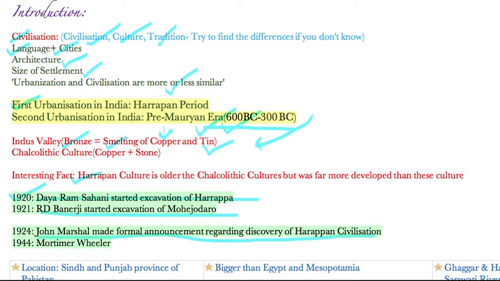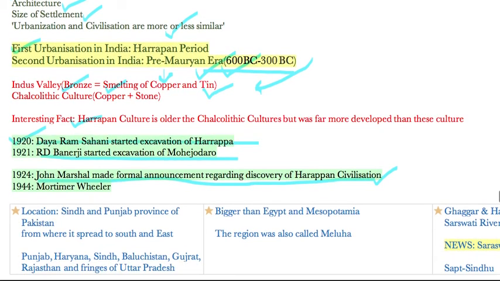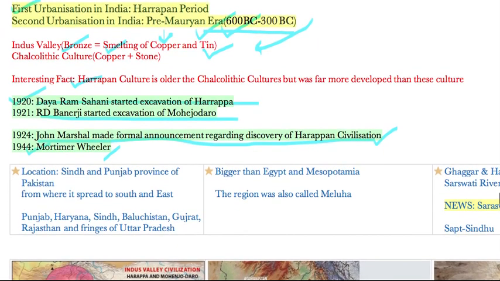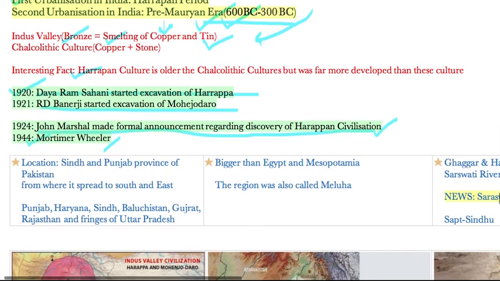So all these facts I have taken from a book by Upinder Singh. It is a very bulky and very good book, but I have not discussed all the facts because you don't need all of them. Whatever important facts are there, I will discuss. Then one more important point: Mortimer Wheeler is also associated with Mohenjo-daro, and during the time of partition, he was the head of the Archaeological Survey of India. So you should remember this, and he also contributed a lot to this development.